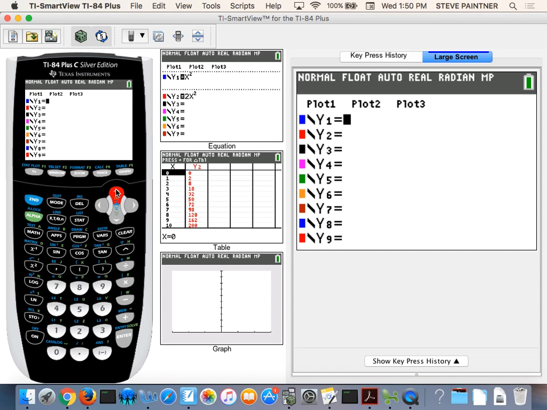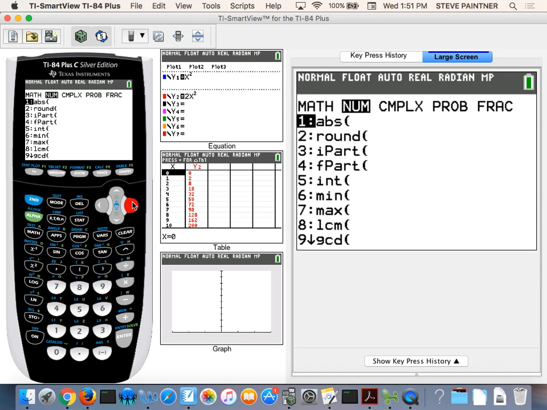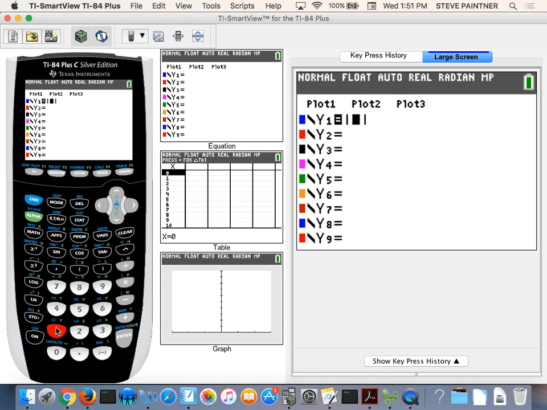Hey, how do you put the absolute value in again? Hit math. There's nowhere in here where it says absolute value, so where do you go? Go to this heading, numbers. The first function is called what? Abs. Absolute value. Hit number 1. You get your absolute value bars. Put x inside. Not 2 x's, just 1.